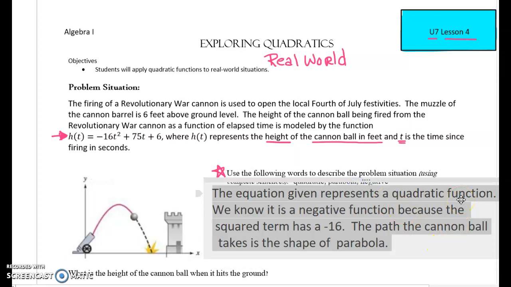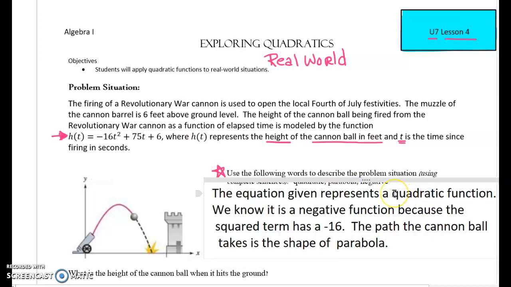So what are the words that we need to underline? We have quadratic, let's underline that. We had to use the word negative, so there's that one, and we had to use the word parabola. Those are the things that are important here, okay?